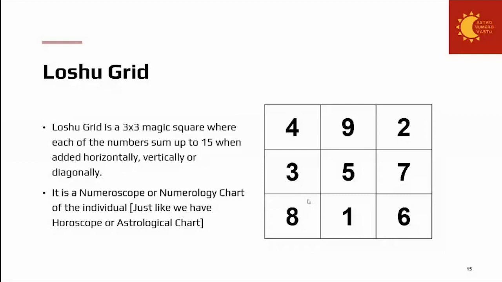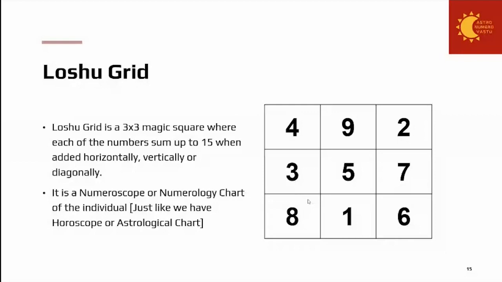Let's check it out. 4 plus 9 plus 2 is equal to 15. 3 plus 5 plus 7 equals 15. 8 plus 1 plus 6 equals 15. So this is horizontally. And now vertically, 4 plus 3 plus 8 gives 15. 9 plus 5 plus 1 gives 15. 2 plus 7 plus 6 again gives 15. Now across the two diagonals, 4 plus 5 plus 6 gives 15, and 2 plus 5 plus 8 gives 15. So as you can see, when we sum up the numbers across the rows, columns or diagonals, it gives the sum value as 15. So this is a magic square.